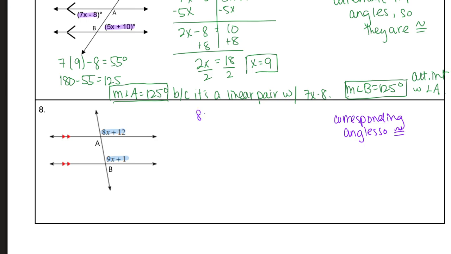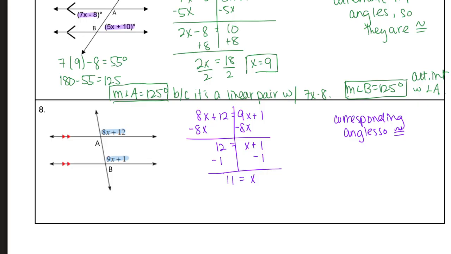So we're going to do 8x plus 12 is equal to 9x plus 1. I'm going to get my variables on one side, subtract 8x. So that's x plus 1, minus 1, minus 1. So we get x is equal to 11. All right, so now I'm going to go ahead and plug it in here. So it's going to be 8 times 11 plus 12. That's 88 plus 12, which is going to be 100 degrees.